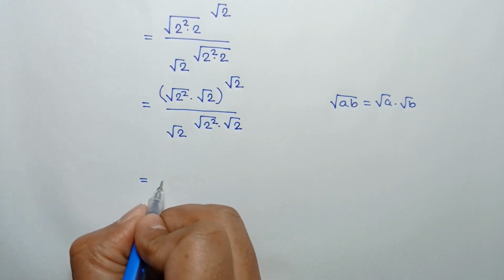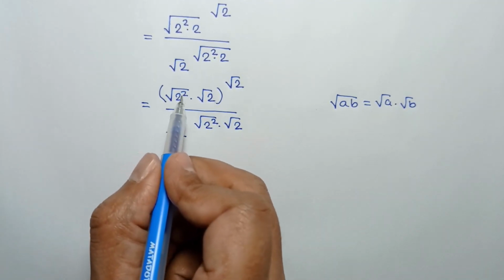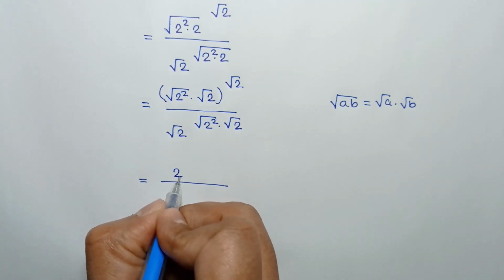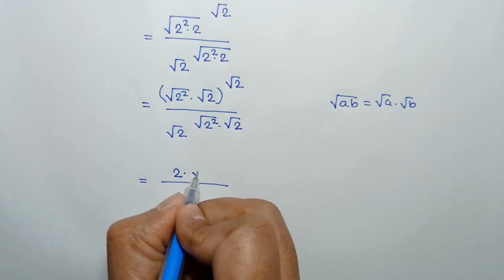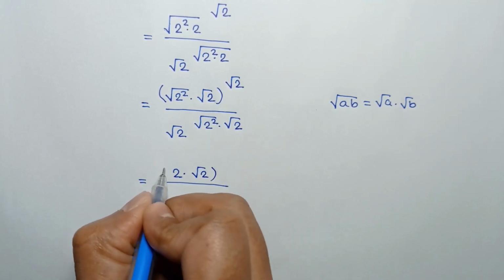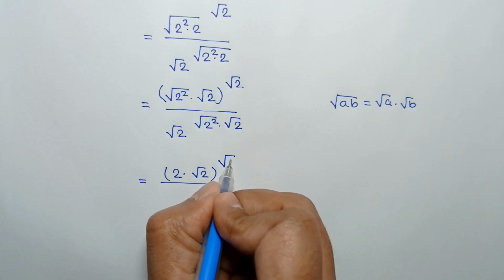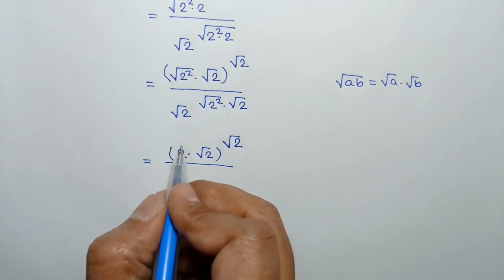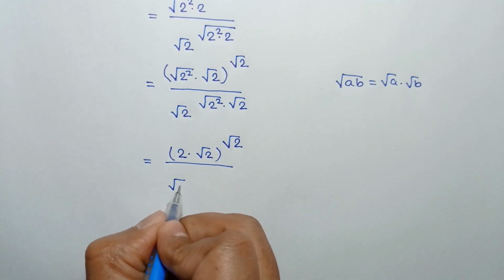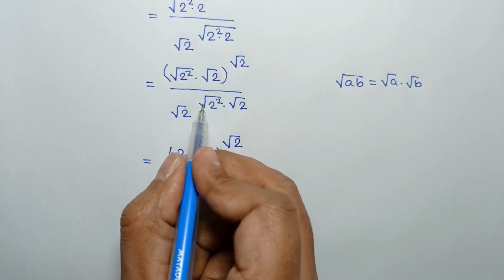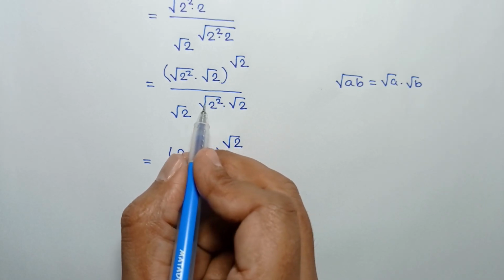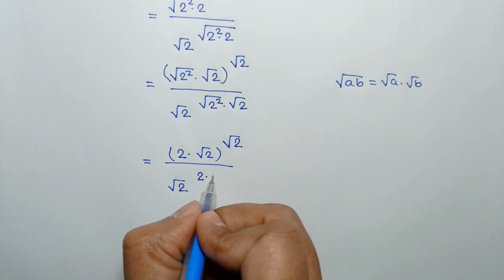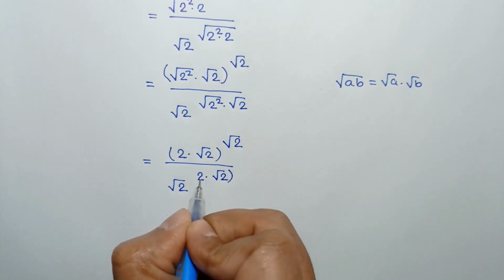This is equal to, this square root and square will cancel out, so it will remain 2 times √2 whole to the power √2. And this √2 whole to the power, this square root and square will cancel out, so it will remain 2 times this √2.